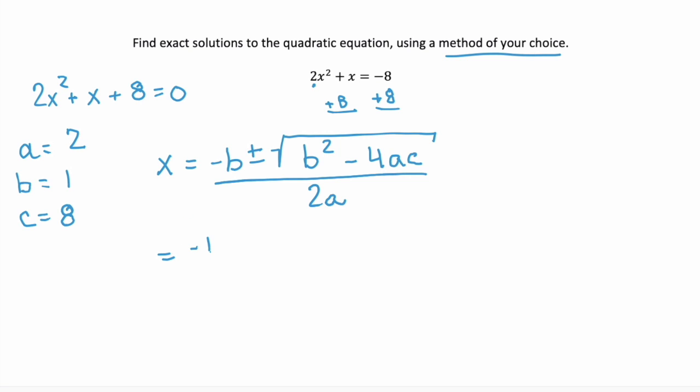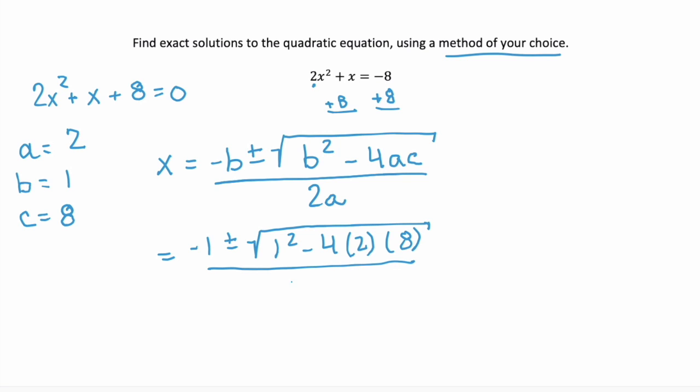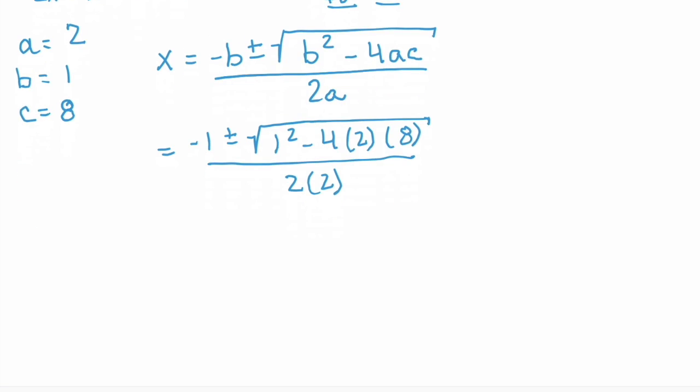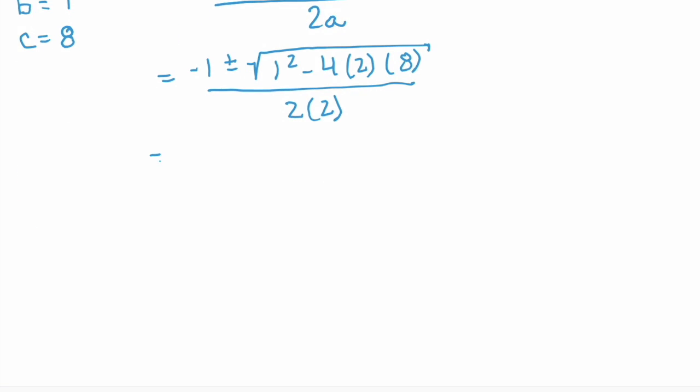Substituting in, we get negative 1 plus or minus the square root of 1 squared minus 4 times 2 times 8, divided by 2 times 2. Now we just need to slowly simplify. Negative 1 plus or minus, and our radicand is 1 minus 64. And our denominator simplifies to 4.